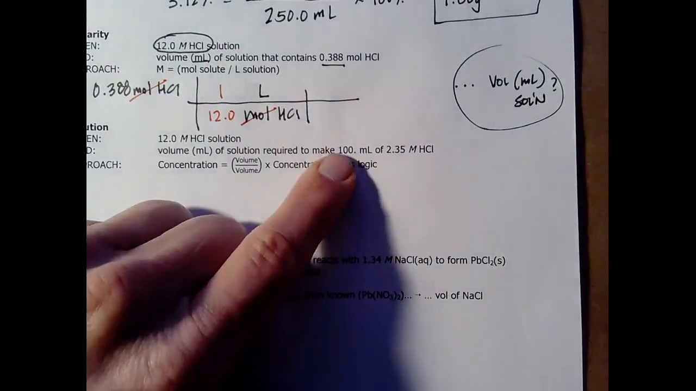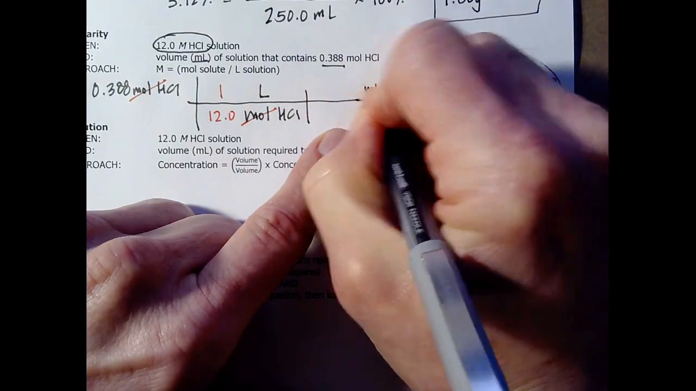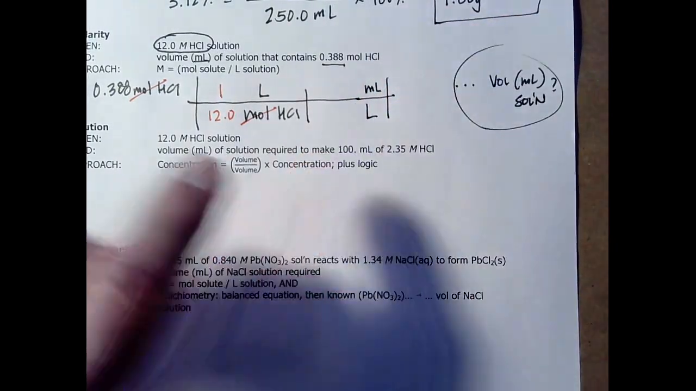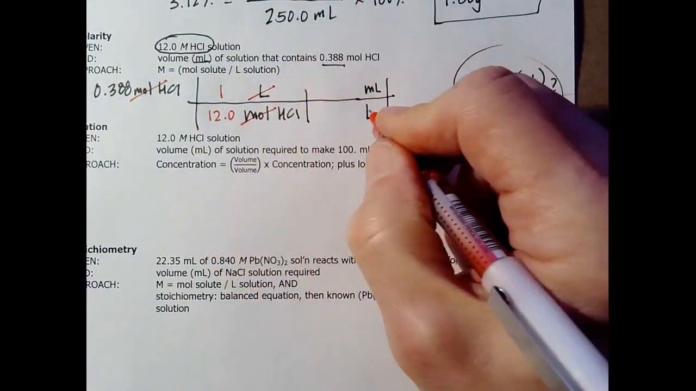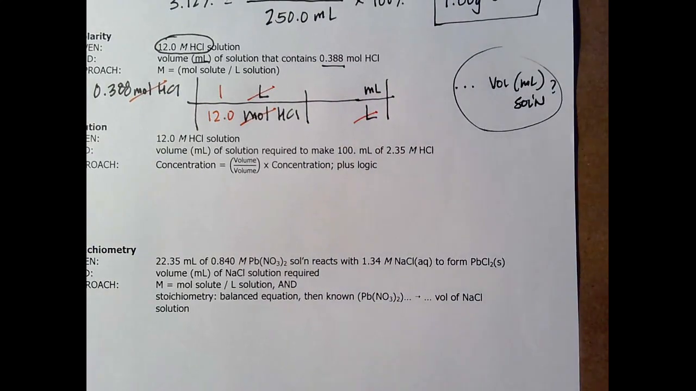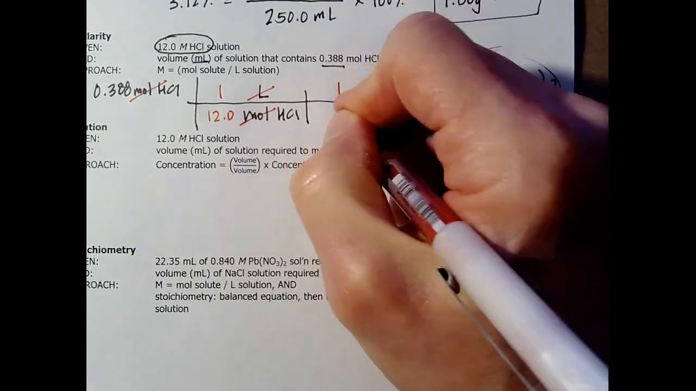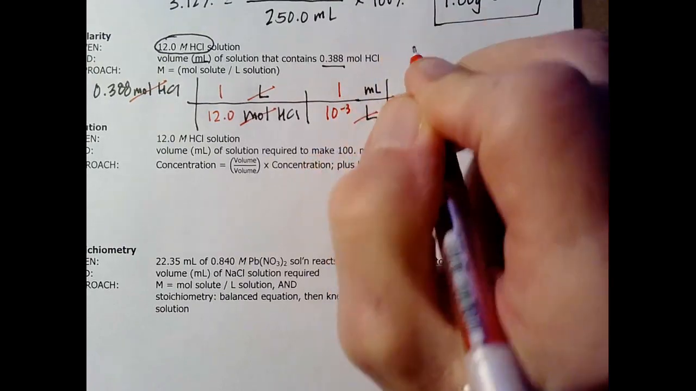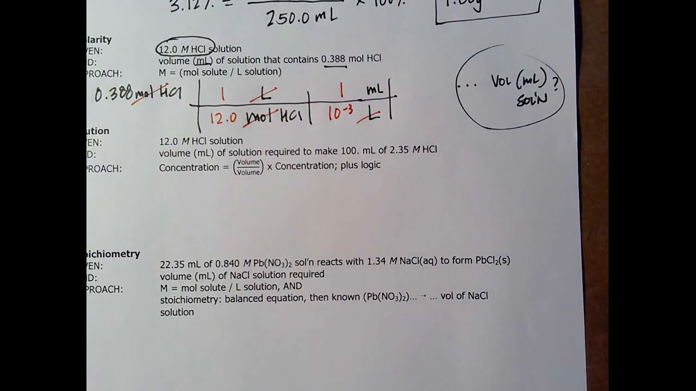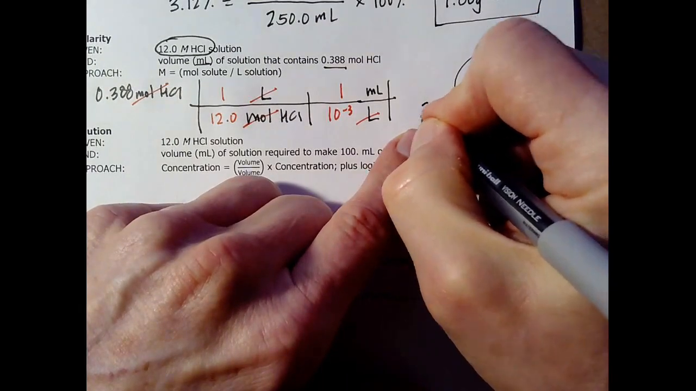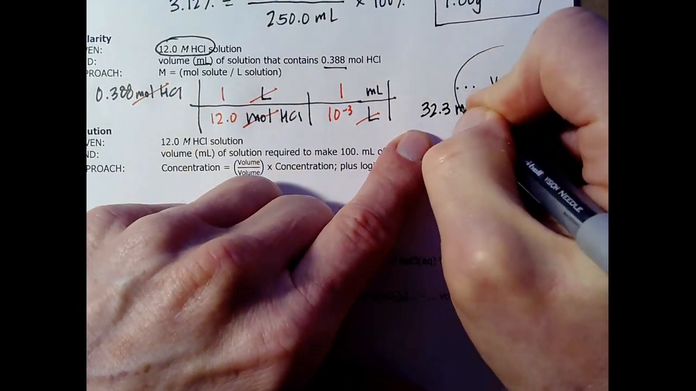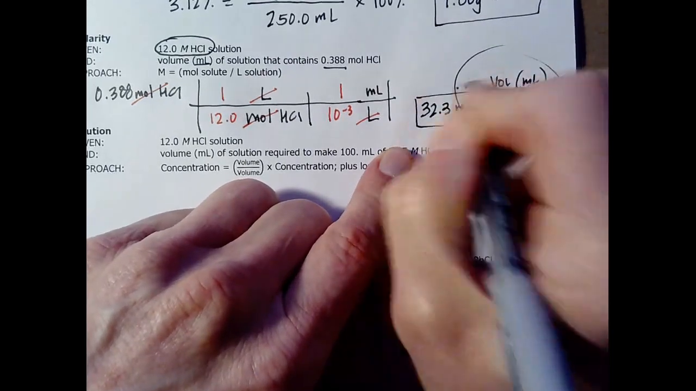And well, wait, they did ask for it in milliliters. So I'd say, okay, liters are going to cancel. And I better plug in my numbers. 1 milliliter, 10 to the minus 3 liters. Now again, stop the video, do that math yourself. You did it, right? And you got 32.3 milliliters.